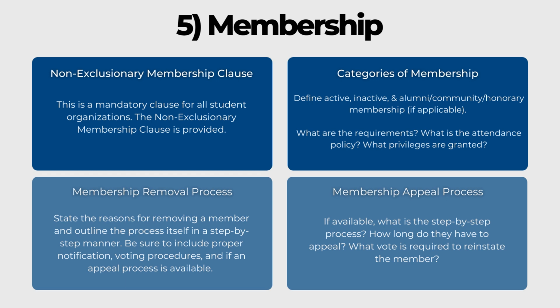For the removal process, you want to state the grounds for removal and outline that process in a step-by-step manner. Include the proper notification, voting procedures, and if an appeal process is available. For the membership appeal process, what is that step-by-step process? How long does someone have to appeal? And what vote is required to reinstate that member? For removal and appeal process, you want to outline the vote that is required to remove or reinstate a member. We recommend either a 2/3 or a 50% plus one for a simple majority vote.